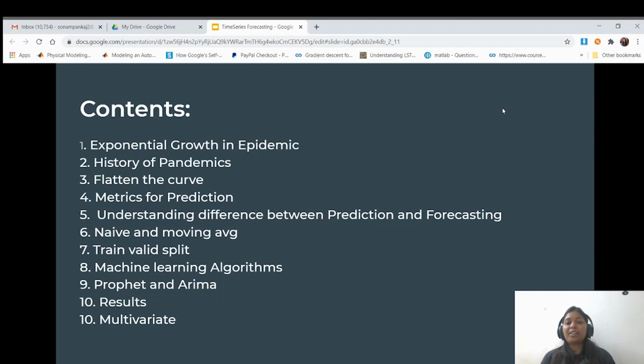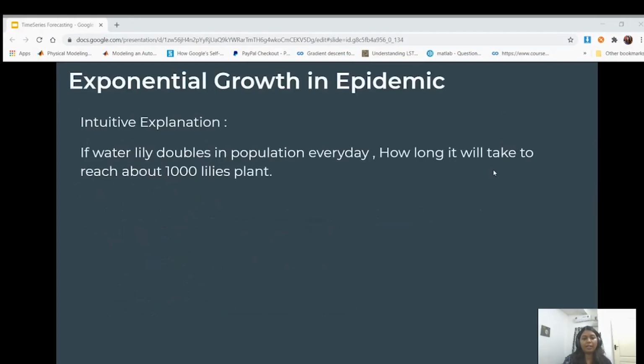The machine learning algorithms we will be following are linear regression, support vector machine, RNN, the recurrent neural network, and LSTM. The other two libraries available for forecasting are Prophet and ARIMA, and then we will be comparing the results and getting into multivariate models.